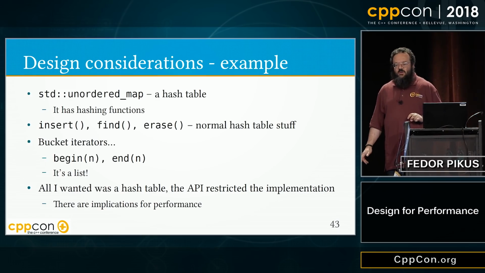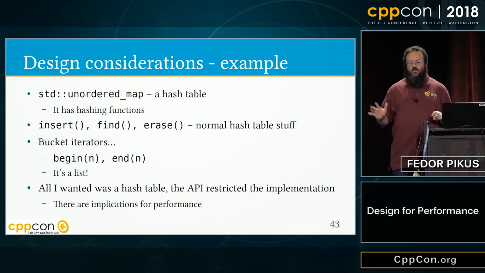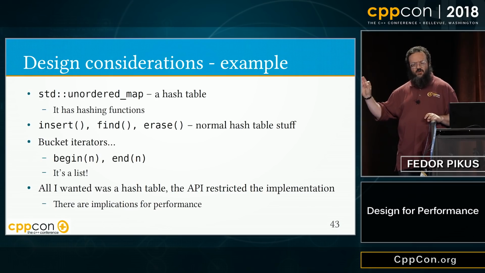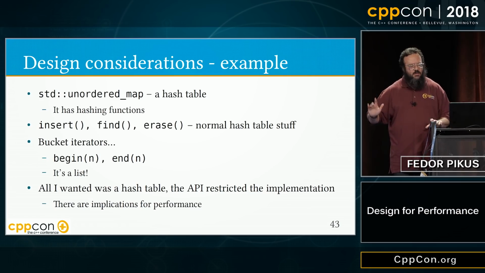Little things can limit you. I want a hash table. Here is a std map. Hash table, I can implement hash tables in a lot of different ways. Well, that particular one, in its API, has a bucket iterator API. Now I can't implement it in a lot of different ways. It has a list inside. And that's because it has that thing in its API. I'm not going to argue whether it's justified or not. I'm just saying if you do something like this in your own API, you have committed to that implementation.